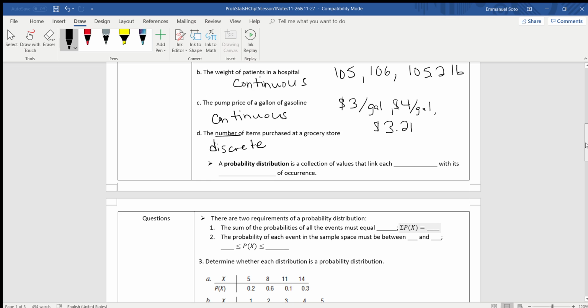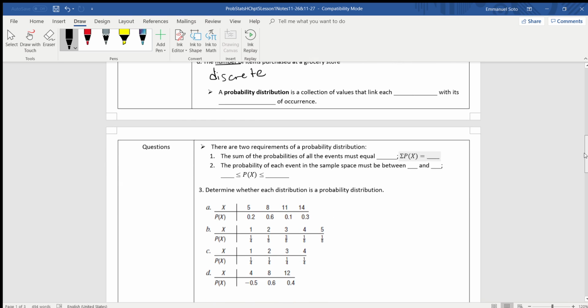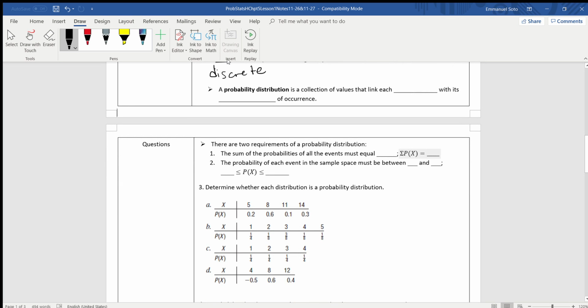Now we're going to introduce the concept of a probability distribution. A probability distribution is basically a collection of values. However, these values are based off of chance. The values are based off of outcomes, and the outcomes will happen based off of chance. So you're going to have each outcome, and usually the outcomes are in terms of values, with its probability of occurrence.